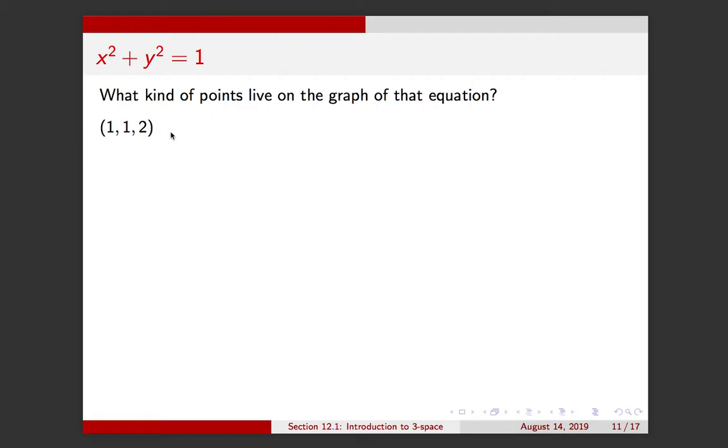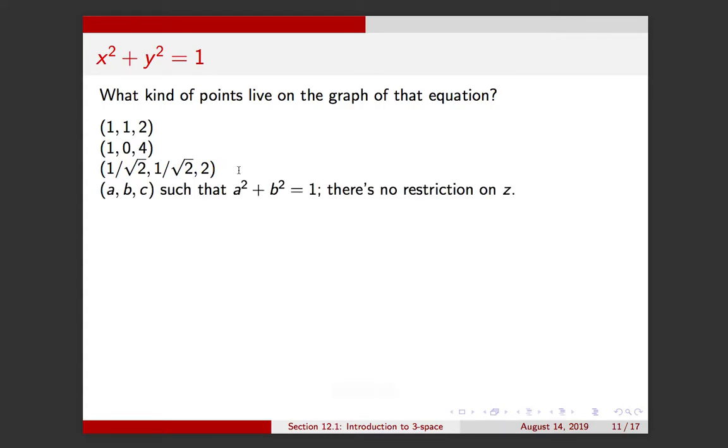Here are some points. Let's think about if they live on this graph or not. Okay, 1, 1, 2. 1 squared plus 1 squared, and now the z, there's nothing to substitute, right? So it doesn't matter. 1 squared plus 1 squared is not 1. So this point right here is a no. 1 squared plus 0 squared equals 1, though, right? And the 4, again, doesn't come into play. 1 over root 2 squared is a half. 1 over root 2 squared is a half. Half plus half is 1. And again, the 2 doesn't matter. Okay, so what kind of points live on this? A, B, C, so that a squared plus b squared is 1, but there's no restriction on that third coordinate, you know? So let's think about what that looks like.